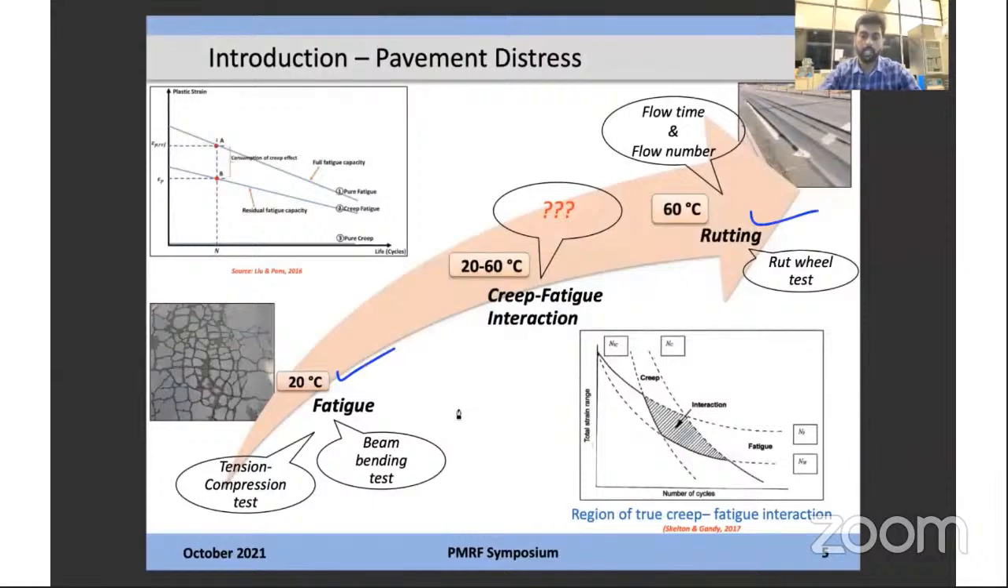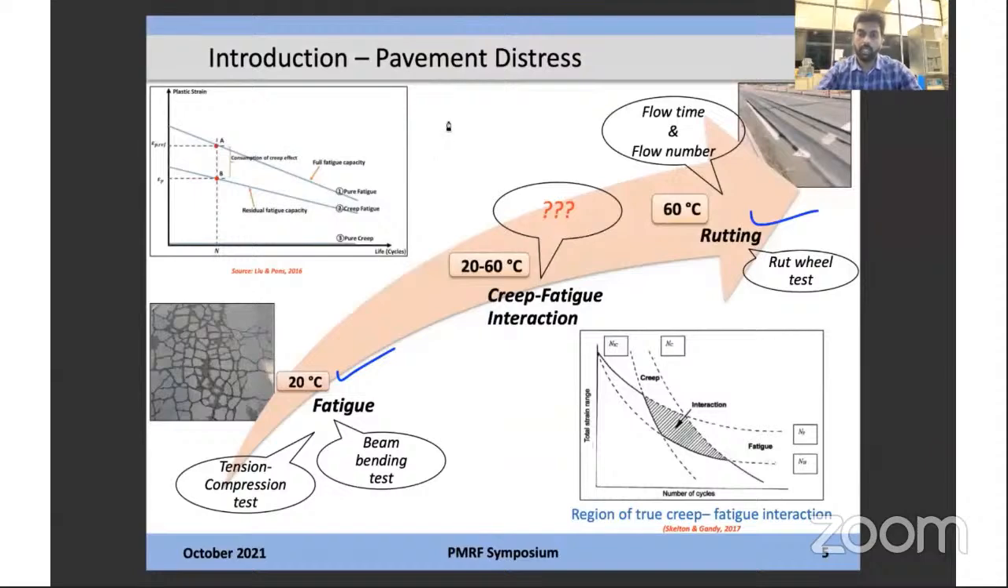There are different laboratory tests to evaluate fatigue and rutting. At 20 degrees Celsius, fatigue cracking is estimated using a tension compression test or a beam bending test. However, in the case of rutting, one can use the flow time or flow number test or the rut wheel test.